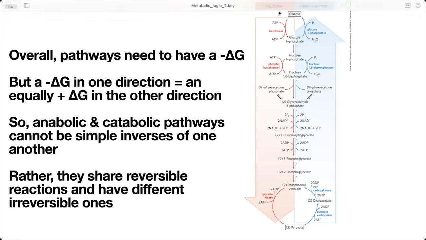In this way, both glycolysis and gluconeogenesis are able to have negative delta Gs. But we'll see that with gluconeogenesis, we're actually going to have to spend ATP and spend GTP, whereas with glycolysis, we're going to be making ATP. But by coupling the usage of the ATP and the GTP to the reactions that were metabolically irreversible in the other direction, we're able to make both directions, the pathways overall, thermodynamically favorable.